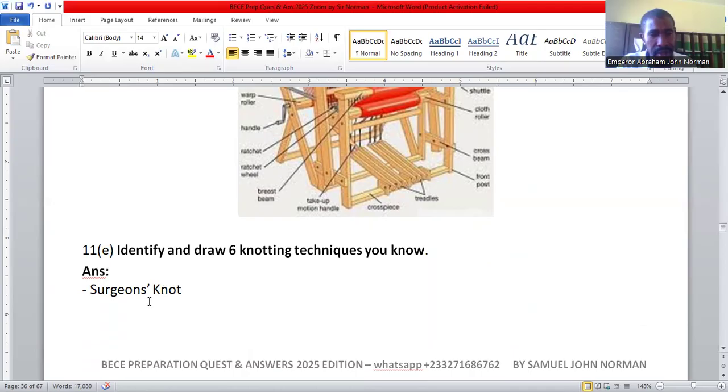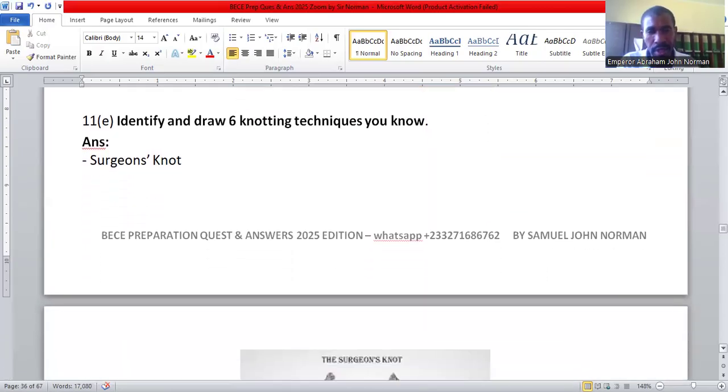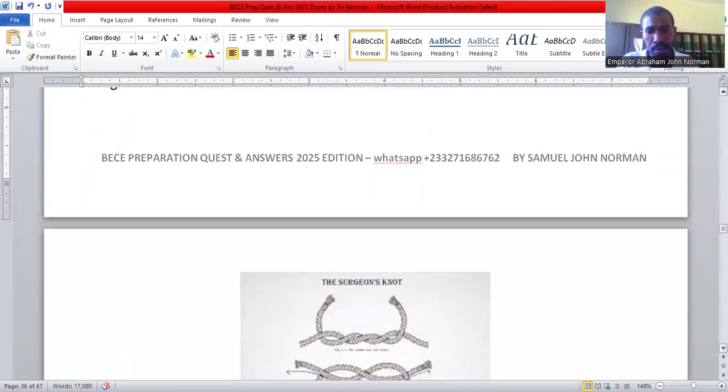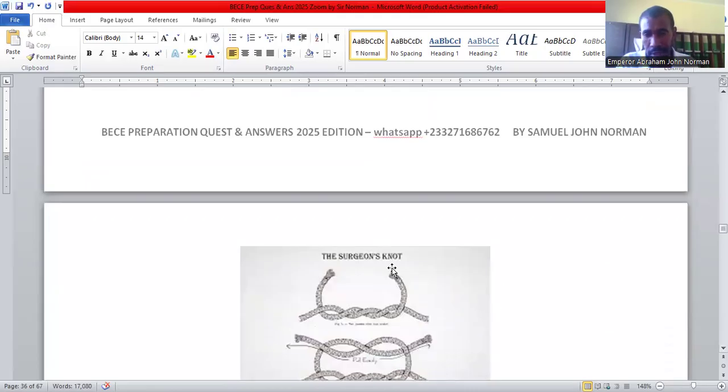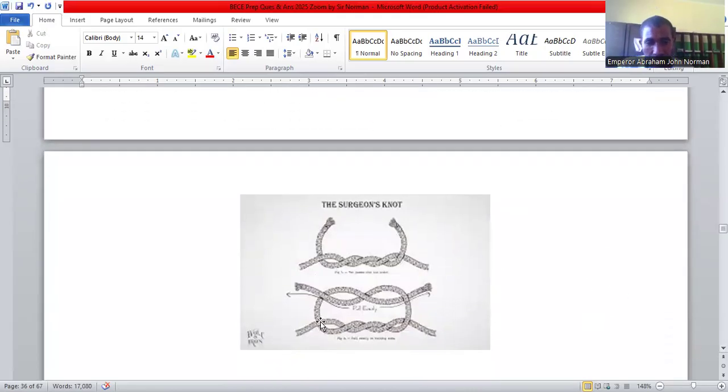You have the surgeon's knot. Some Nigerians will say surgeon's knot. Look at how it is. Let's take a look at the surgeon's knot. You see, it's written surgeon's knot. This is how it is.